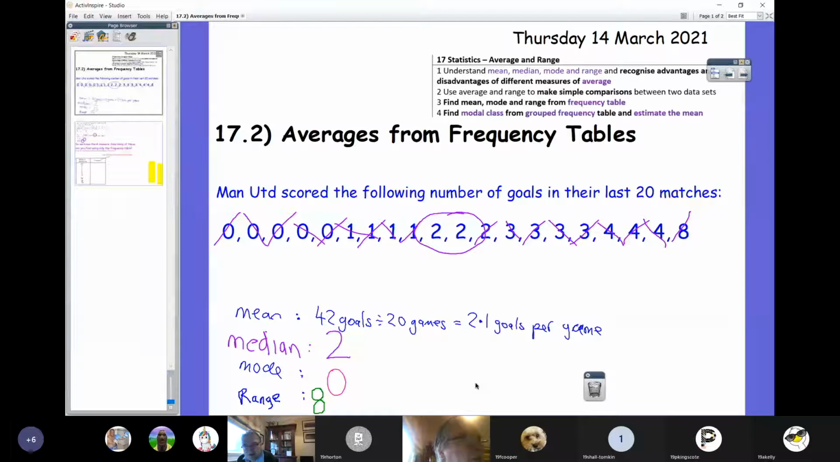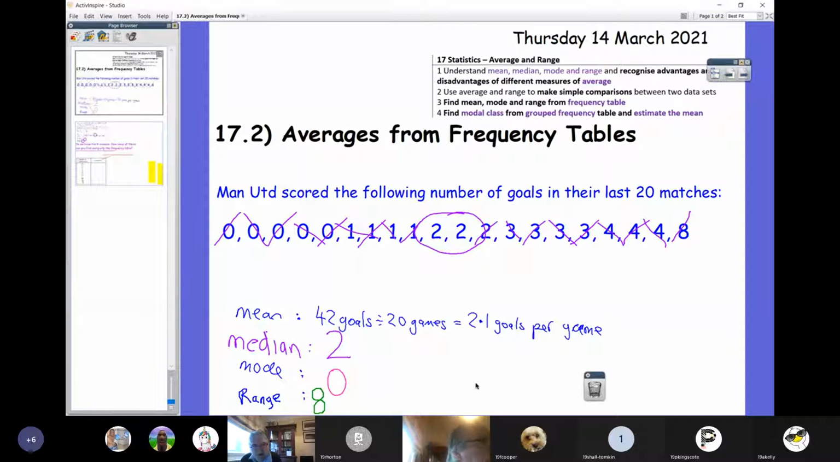The mode is the number that crops up most frequently. Okay, so those are the three types of average. And then the range, which does a different job, measures the spread. It's just the biggest number take away the smallest number.